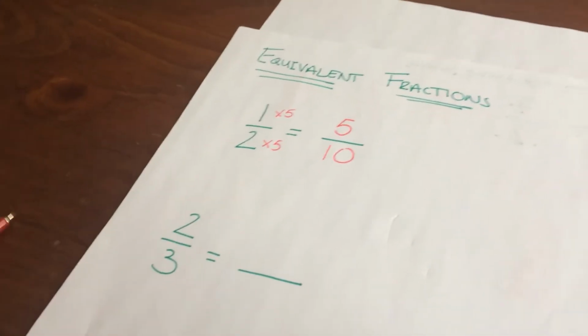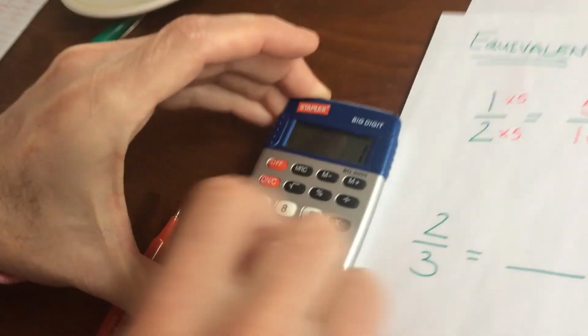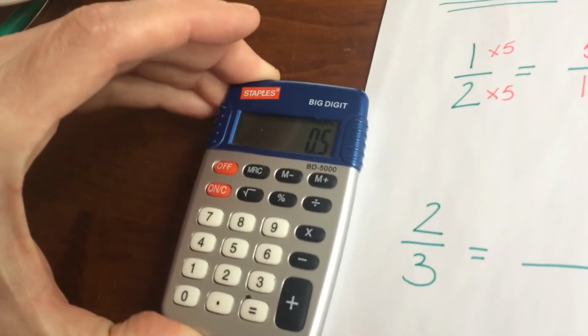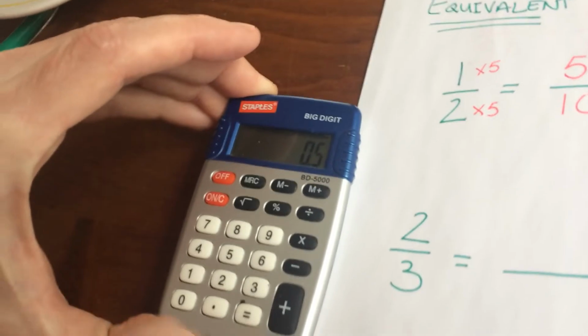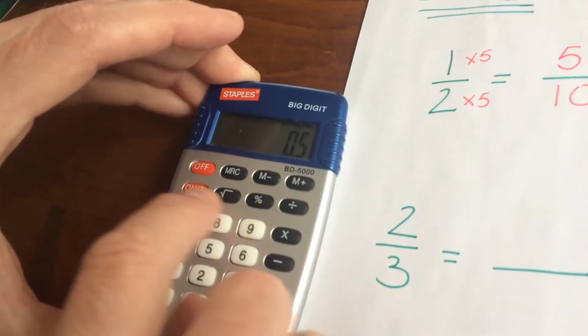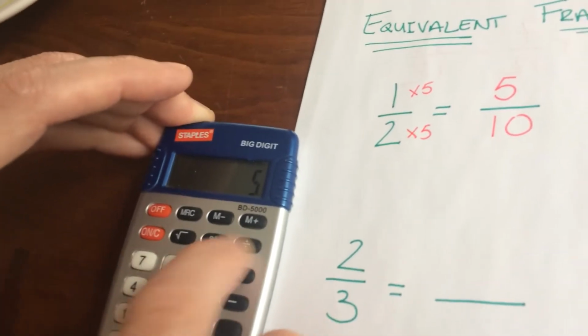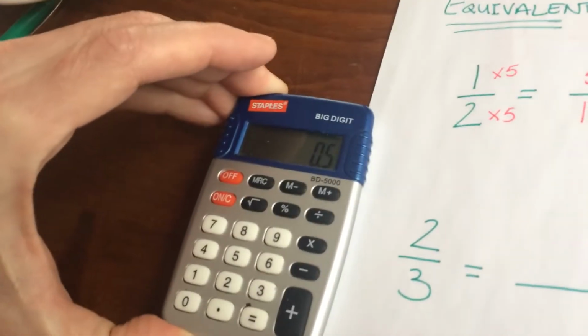I can prove that. 1 divided by 2 equals 0.5. The divide button is right there. And then 5 divided by 10 equals 0.5 again.